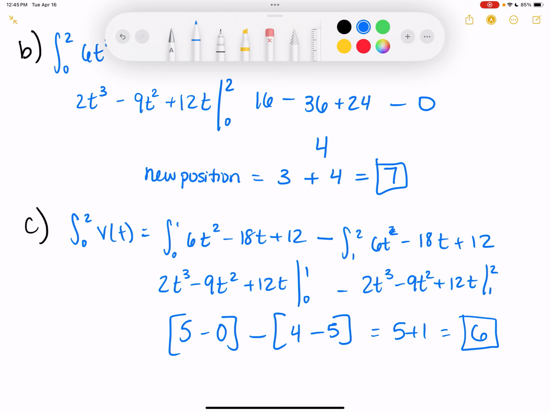I forgot. What exactly is the 6? Like, what are we finding for C? This was total distance traveled. So we don't have to do like units. No, because it doesn't give us units.